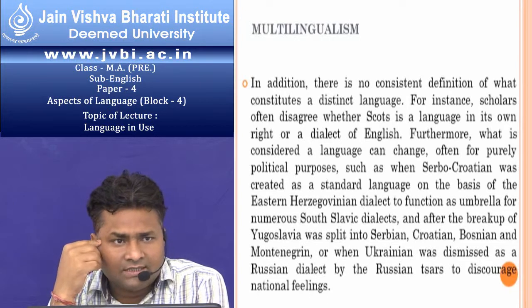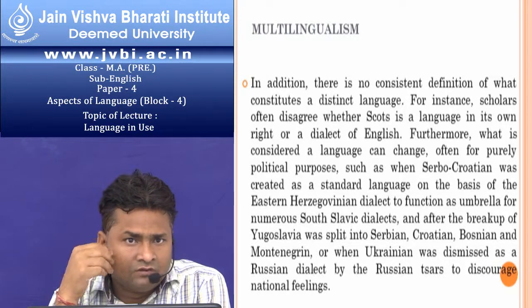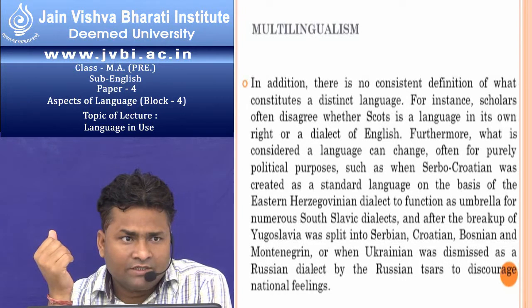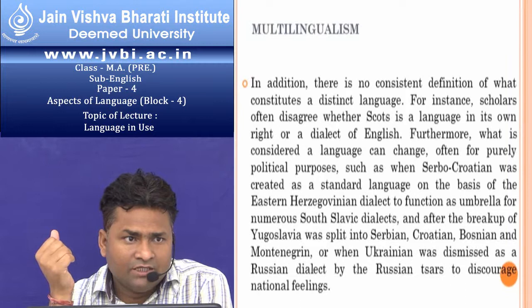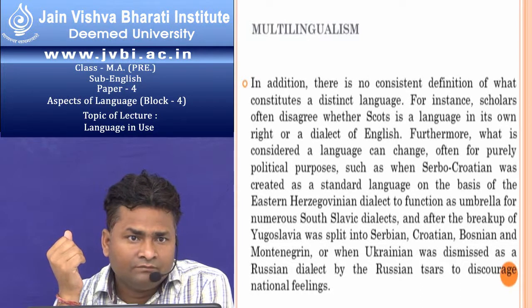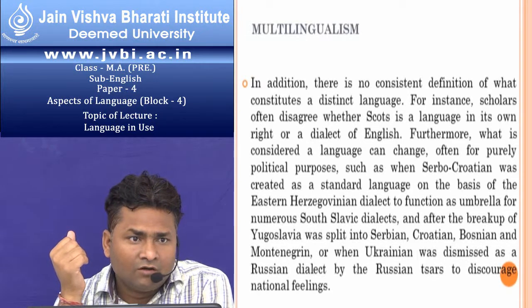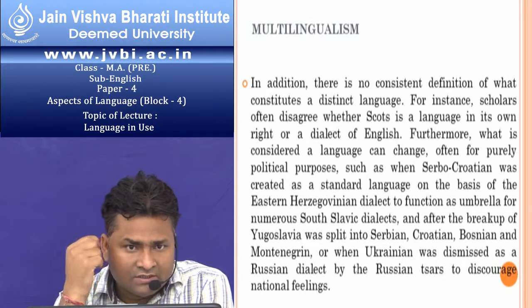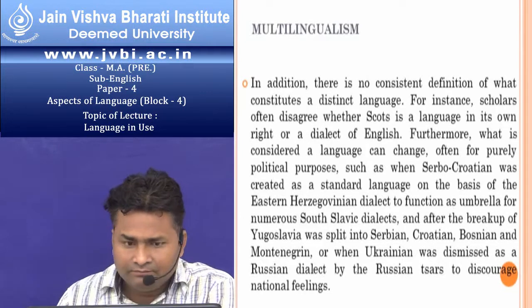Furthermore, what is considered a language can change, often for purely political purposes, such as when Serbo-Croatian was created as a standard language on the basis of the Eastern Herzegovinian dialect to function as an umbrella for numerous South Slavic dialects, and after the breakup of Yugoslavia was split into Serbian, Croatian, Bosnian, and Montenegrin, or when Ukrainian was dismissed as a Russian dialect by the Russian czars to discourage national feelings.